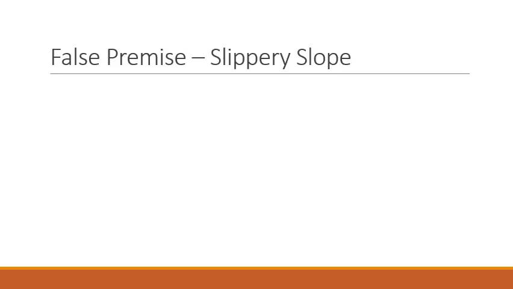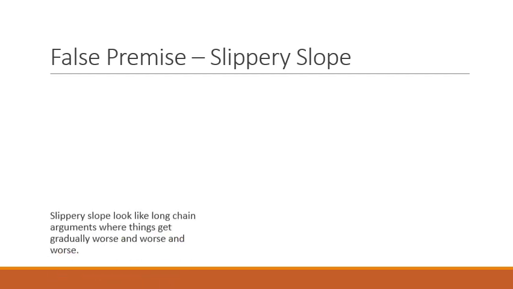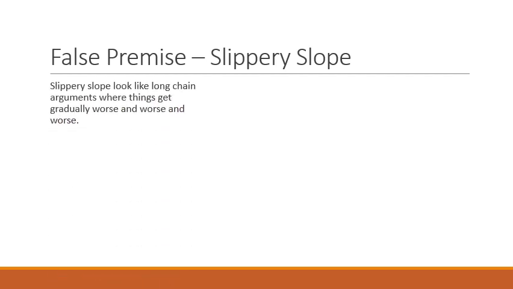Here's another example of an argument with a false premise, which is the slippery slope. A slippery slope argument is kind of fun because it works like a long chain argument where things slowly get worse and worse and worse. I'll give you an example of that in just a second. But essentially, it is like a chain argument, like that if P then Q kind of thing. So if P then Q, and if Q then R, and if R then S, and if S then T, and if T then U, and so on, such that you get a long enough chain that you start with the first thing, then the last thing.